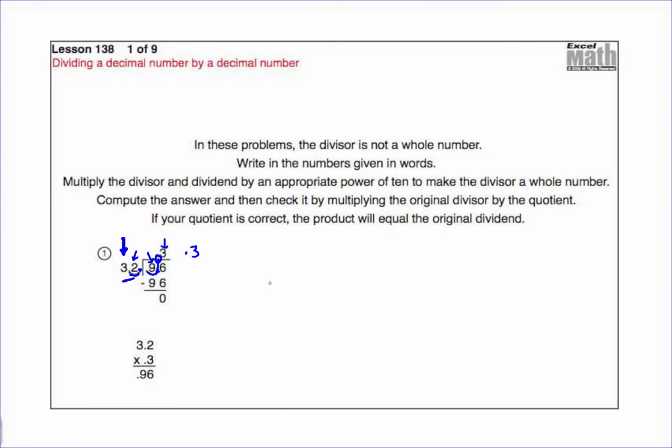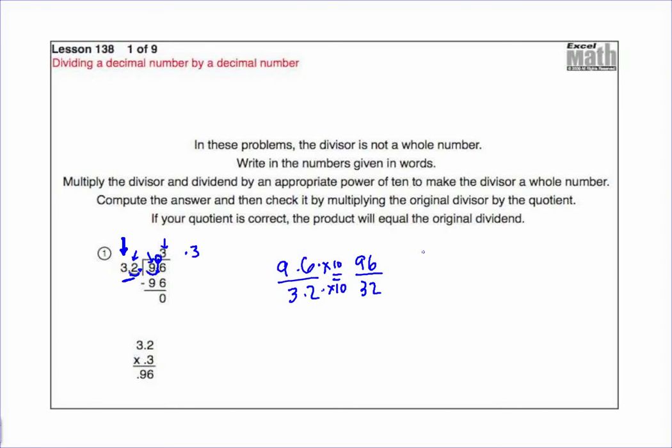Now let me show you why exactly we're multiplying both of these by 10. This is like doing 9.6 divided by 3.2. Remember, fractions are division problems. This number divided by this number. This is the dividend, this is the divisor. Well, what I can do is multiply this by 10 because it's a fraction, and this by 10. You guys have been doing that forever. And when I multiply 9.6 by 10, I get 96. And when I multiply 3.2 times 10, I get 32. Now I'm no longer dividing by a decimal, I'm dividing by a whole number.